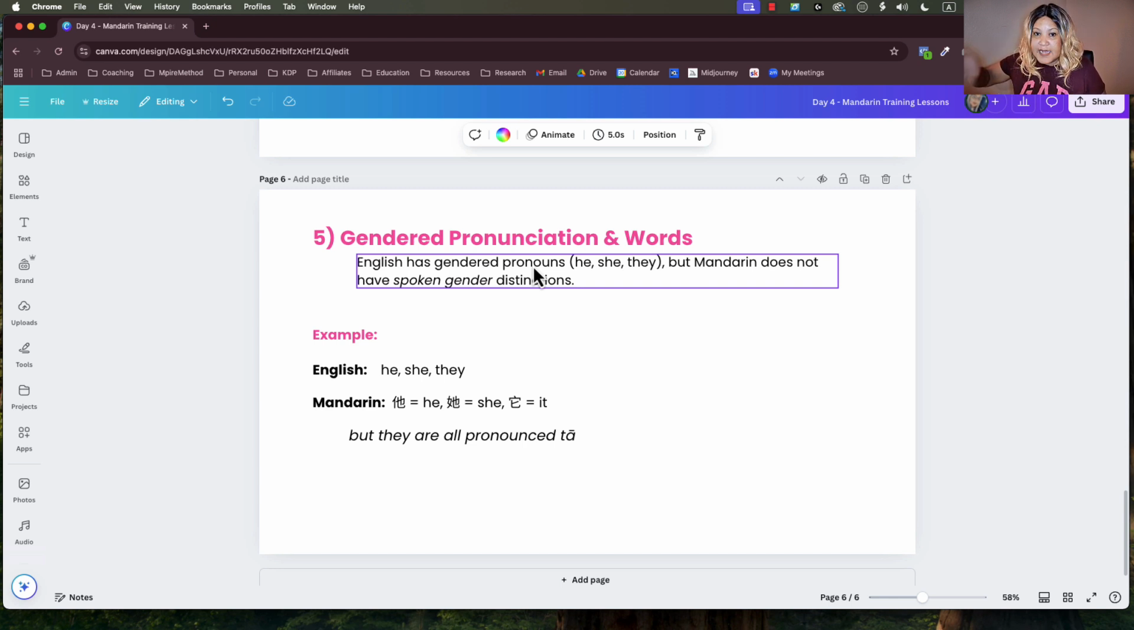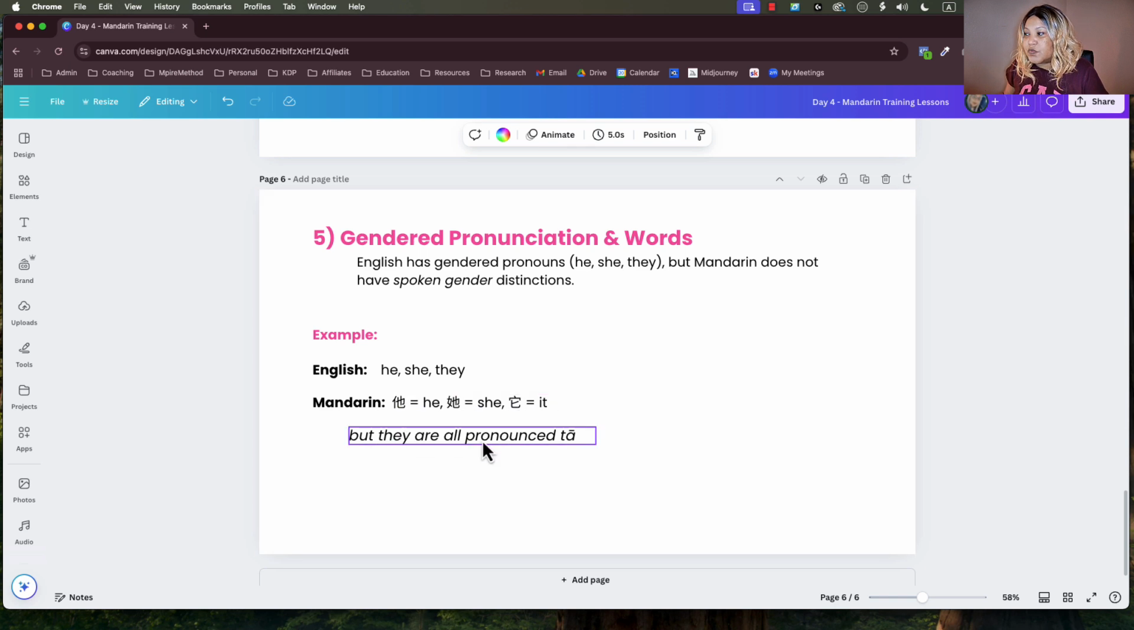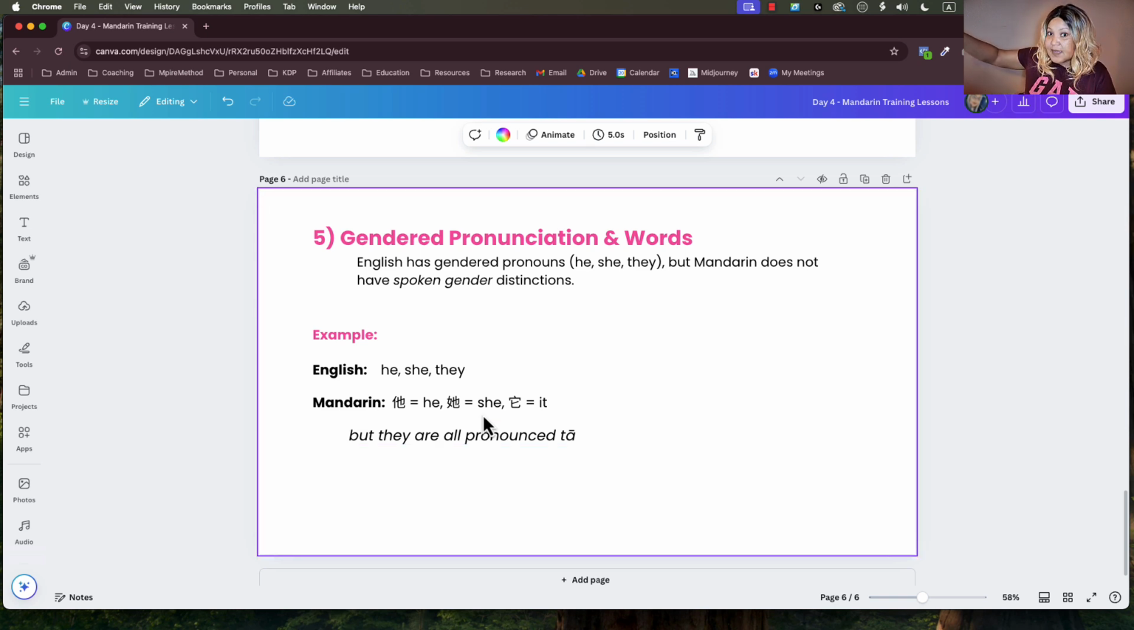When we talk in English, we say he did this, she did that, they did this, or it. Well, in Mandarin, he, she, and they is all represented by ta. So if somebody's talking, they're saying ta. The only way you can really know if it's a girl or a boy is based on the context. If they're pointing and they're saying ta, and they're pointing at a guy, you know it's a guy.